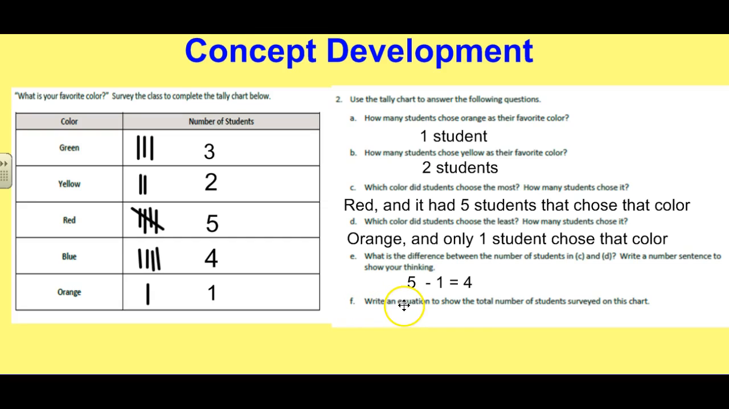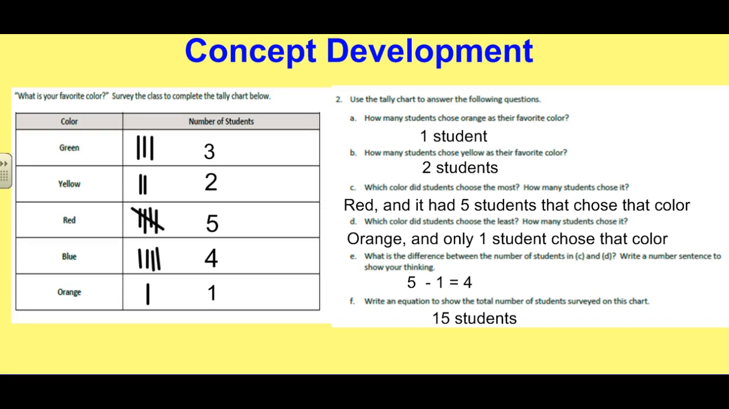And now F says write an equation to show the total number of students surveyed on this chart. So we know already that we asked 15 students what their favorite color was. So we know that the total amount of students that we surveyed was 15 students. So just keep in mind that some of your answers on your problem set for part 2 may not look exactly like mine, and your tally chart may not look exactly like mine either. We do know for a fact that problem F, we will definitely have the same answer because only 15 students were surveyed by you.